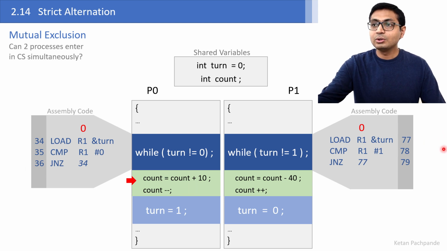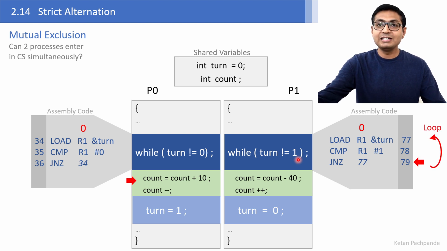Let me execute the process P1 again. Now it will execute the comparison statement. What value had it loaded? 0. 0 not equal to 1. Comparison is true. So the next statement is going to jump to the instruction number 79. Because this comparison was true, 0 not equal to 1, again this is in the loop.